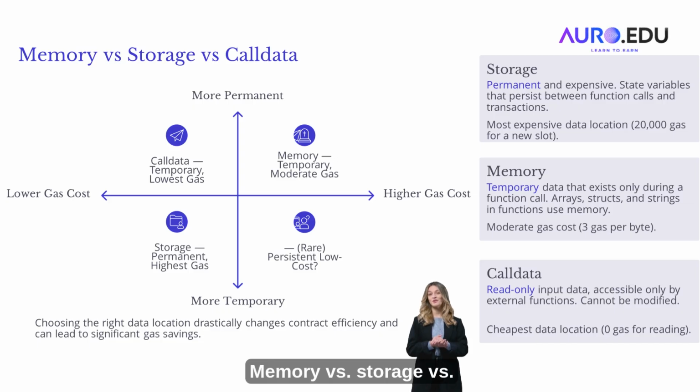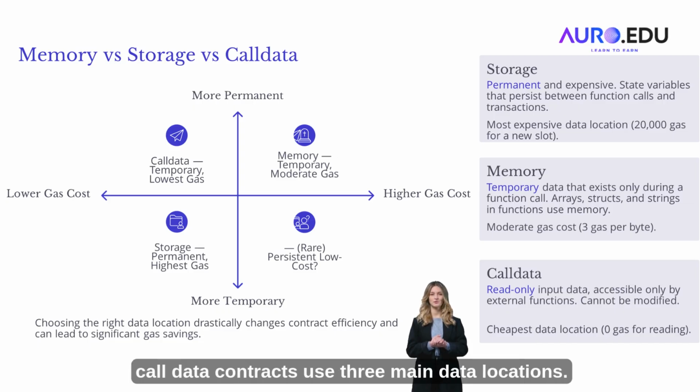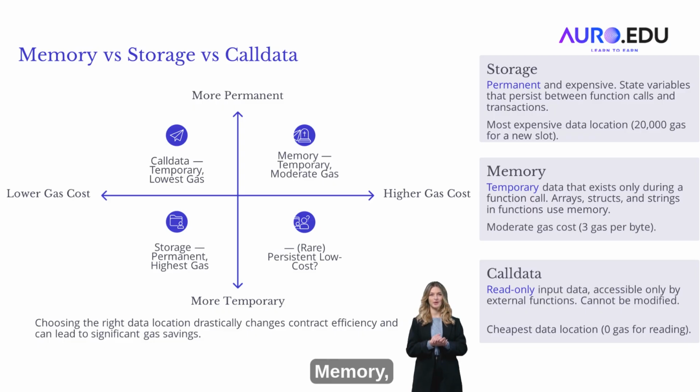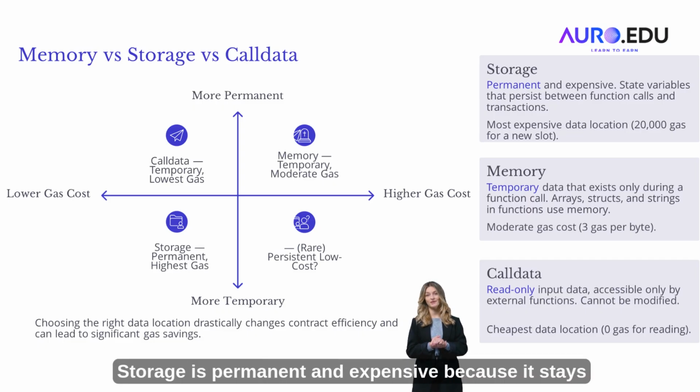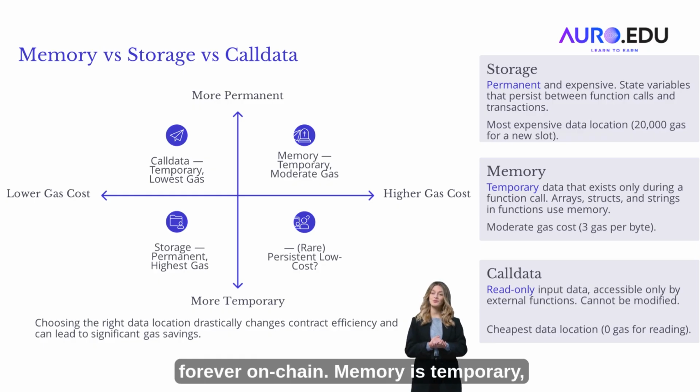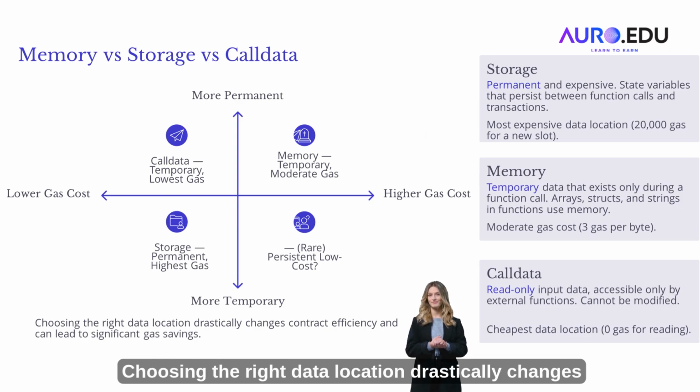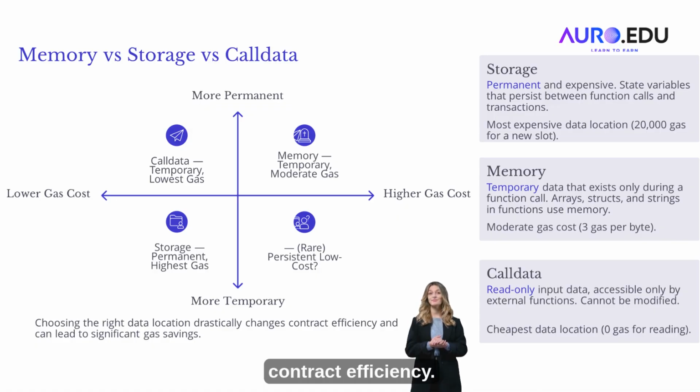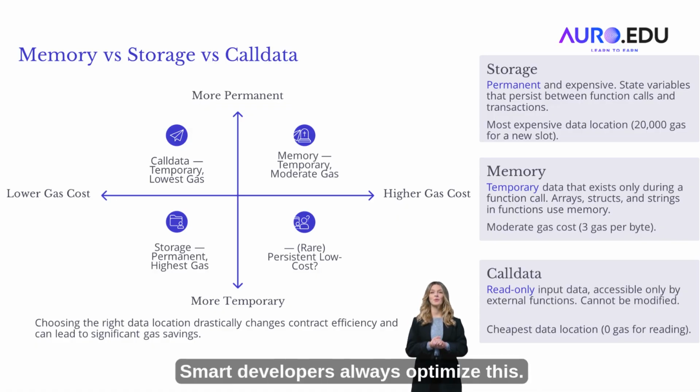Memory versus storage versus call data. Contracts use three main data locations: memory, storage, and call data. Storage is permanent and expensive because it stays forever on-chain. Memory is temporary, existing only during a function call. Call data is read-only input data and cheapest. Choosing the right data location drastically changes contract efficiency. Smart developers always optimize this.